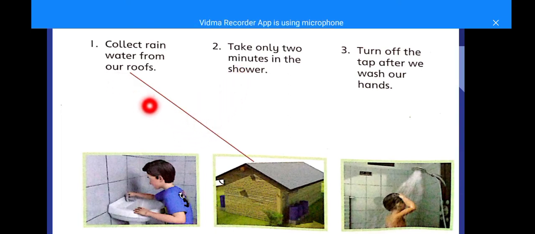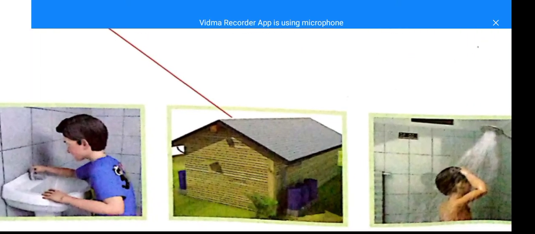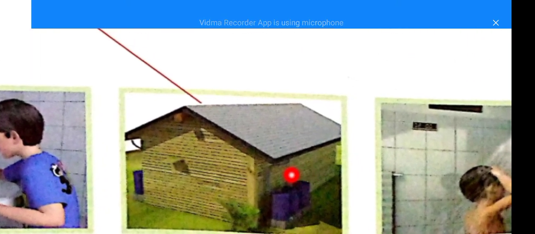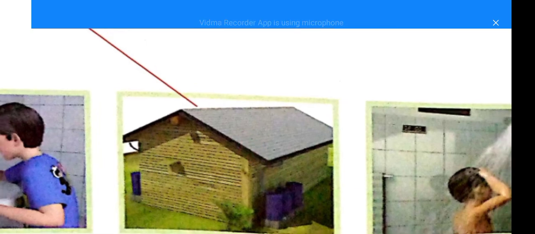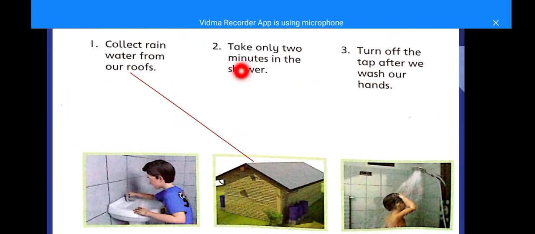First one they have done, that we should collect the water from the roofs. Here you can see that they are collecting water in the drums. Here you can see that they have put water there to collect the rainwater. And the next one is that take only 2 minutes in the shower. Most of the people take too long showers when they go to take a bath, and we are wasting water in this way. So we should take a short shower, and we should not waste the water in this way.